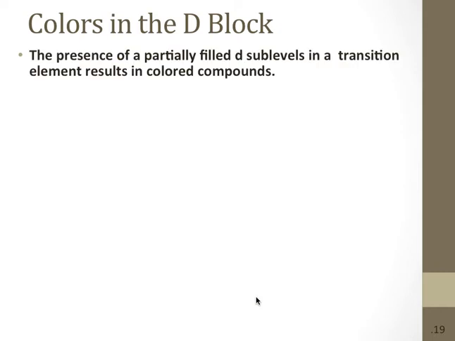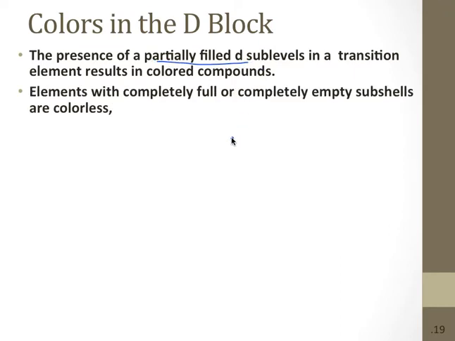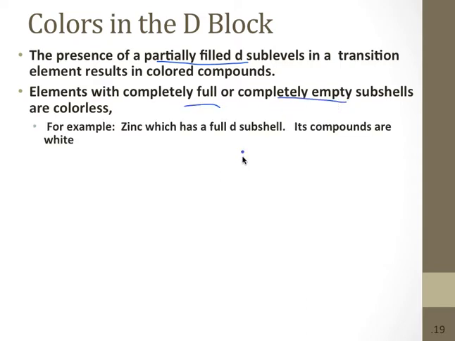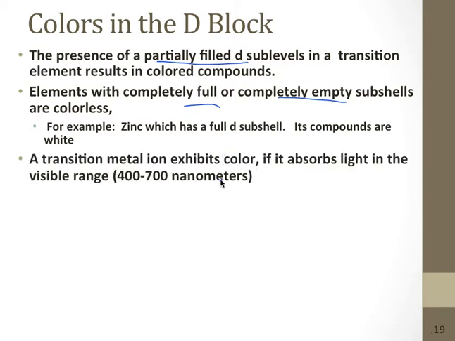So, what do we need to have colors in transitions? We need a partially filled d sublevel. Elements with completely full or completely empty d sublevels are colorless. Zinc has a full d subshell. Its compounds are white. The transition metal ion, for it to exhibit color, it has to absorb light in the visible range.